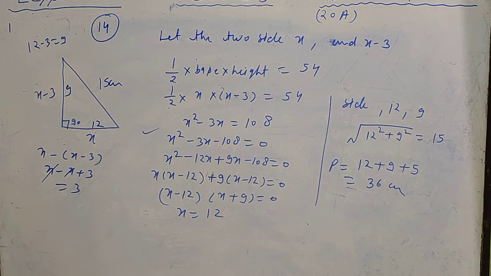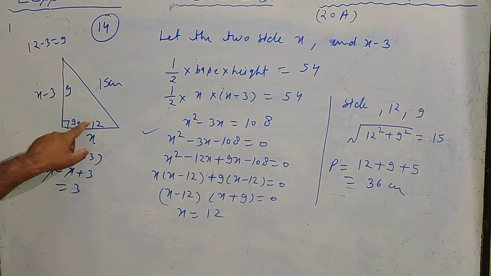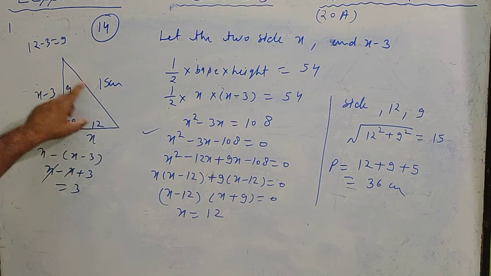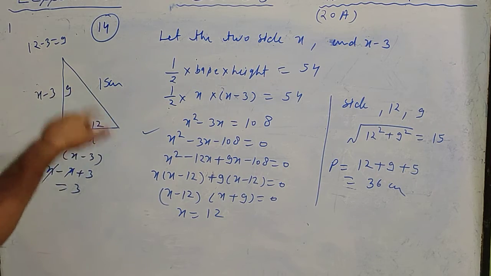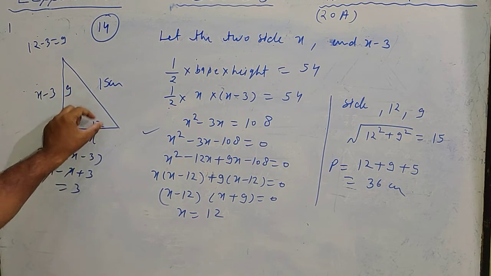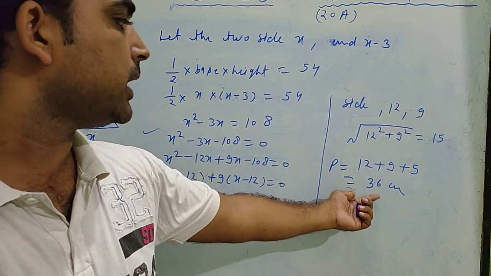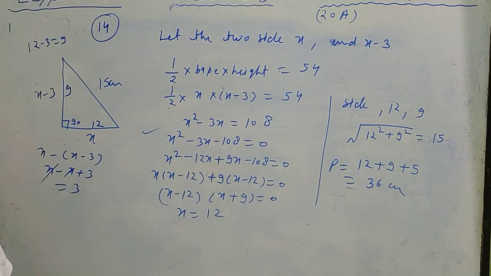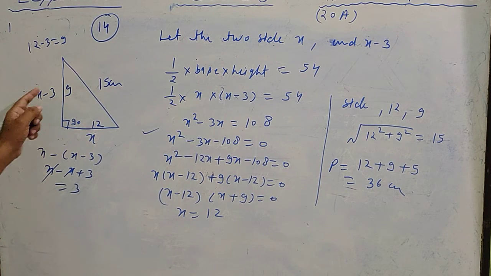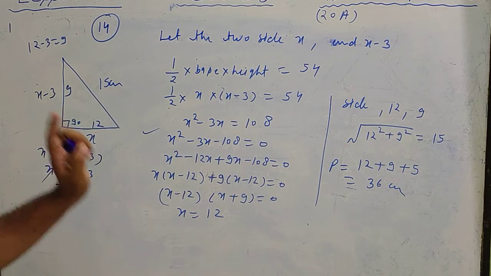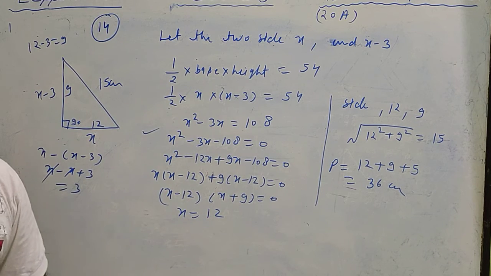Then we have to find the perimeter of the triangle. Perimeter means the sum of all three sides, 9 plus 12 plus 15. So we get 36 centimeter. So the perimeter is 36 and x is equal to 12. Means we have to find the sides, so 9, 12 and 15 are the three sides, and the perimeter is 36 centimeter. Understand? Note down this question.